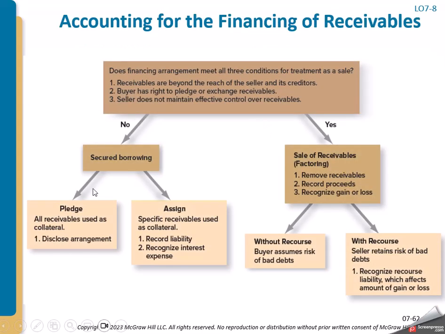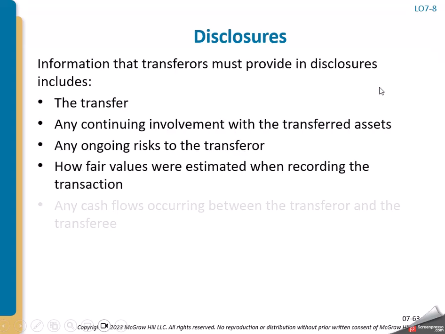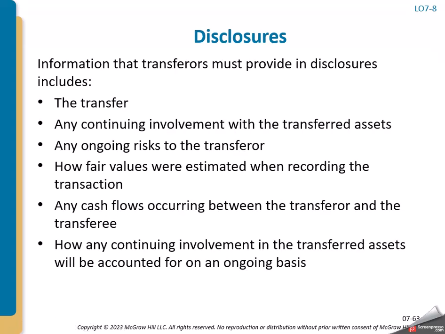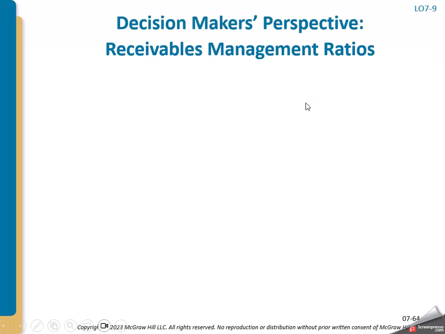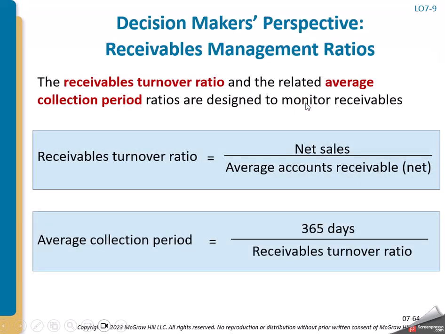And then this is just a nice little page that shows you all the different ways that we could finance those receivables to get the money quicker. And then everything is going to be disclosed in the notes to the financial statements, anything that's associated with any of these types of leveragings. Okay, then you have to be able to compute these ratios.